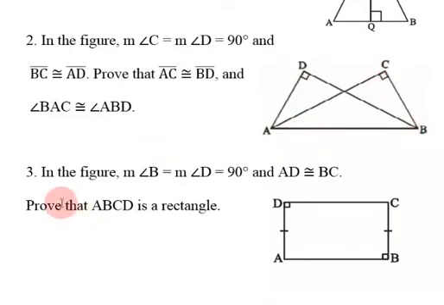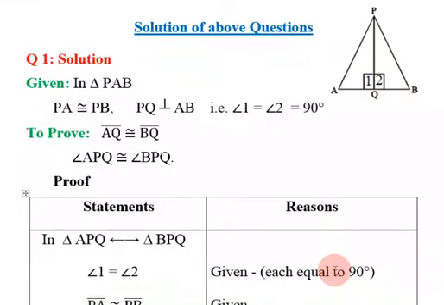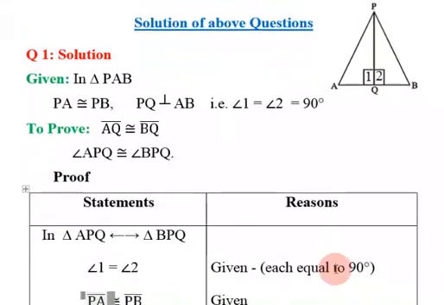Okay, in the third question it is given that the angle B is equal to the angle D, both are equal to 90 degrees, means both are right angles, and the side AD is congruent to the side BC. We have to prove that ABCD is a rectangle. Okay, now we are moving to the solution of this given question.